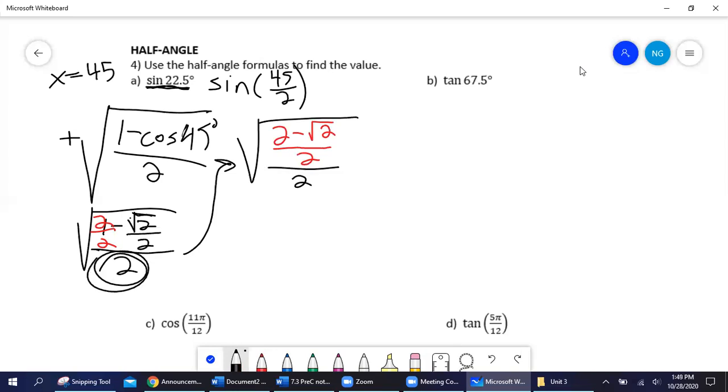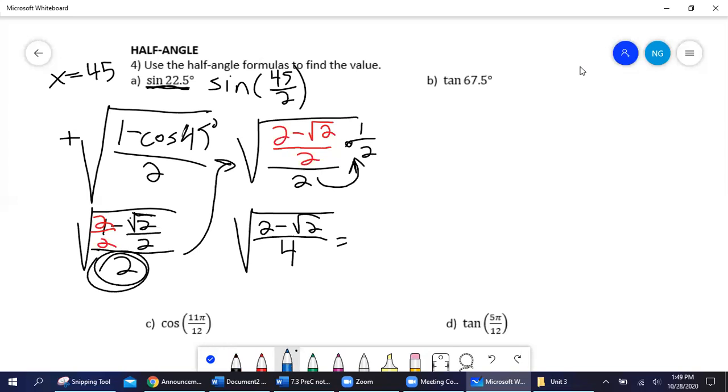Lots of 2's flying around here. If I multiply by the reciprocal, that's multiplying by a half. So I'm taking that 2, I'm flipping it up and multiplying by a half. So now it's all over 4. And I can go one step further. I can actually take the square root of 4. The square root of 4 is 2. But on top, I can't do anything. So I just got 2 minus root 2 inside of a square root.